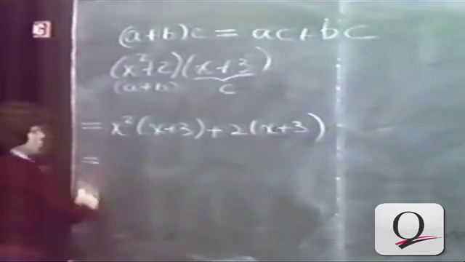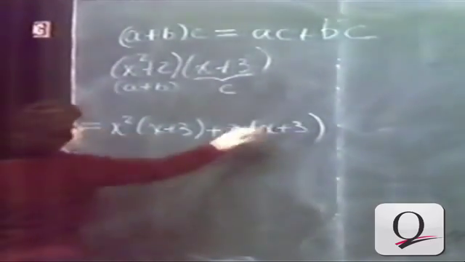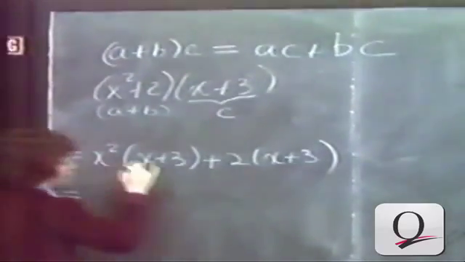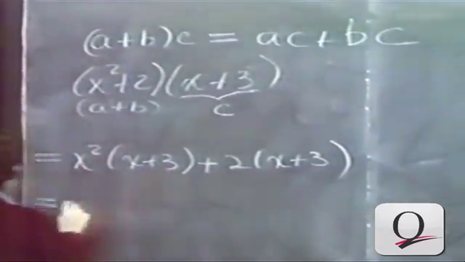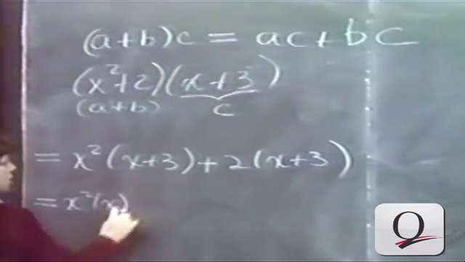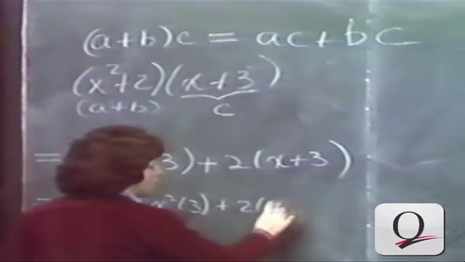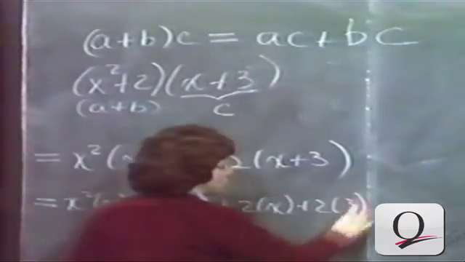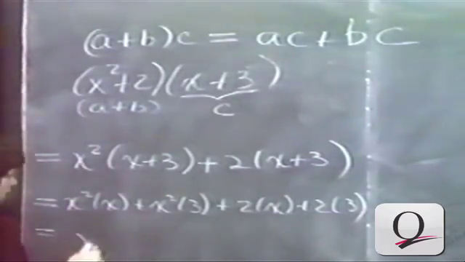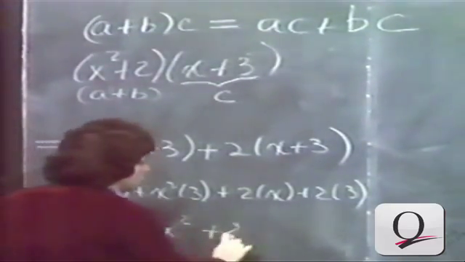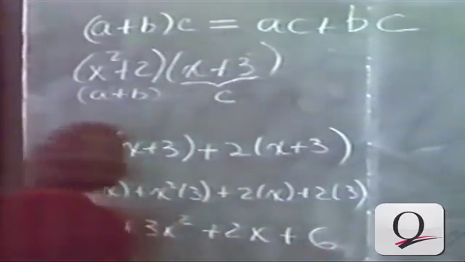And then we're going to just use the distributive law again here and here. This is again like a times b plus c, a times b plus a times c, x squared times x plus x squared times 3, and then 2 times x plus 2 times 3, giving us x cubed plus 3x squared plus 2x plus 6 for an answer.